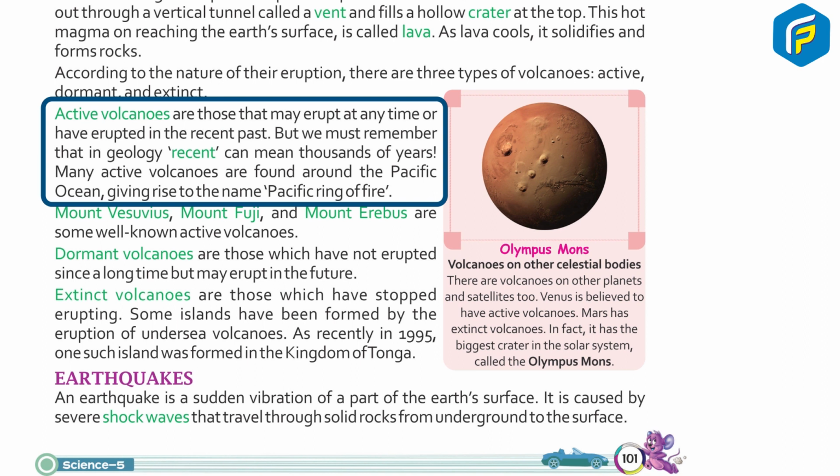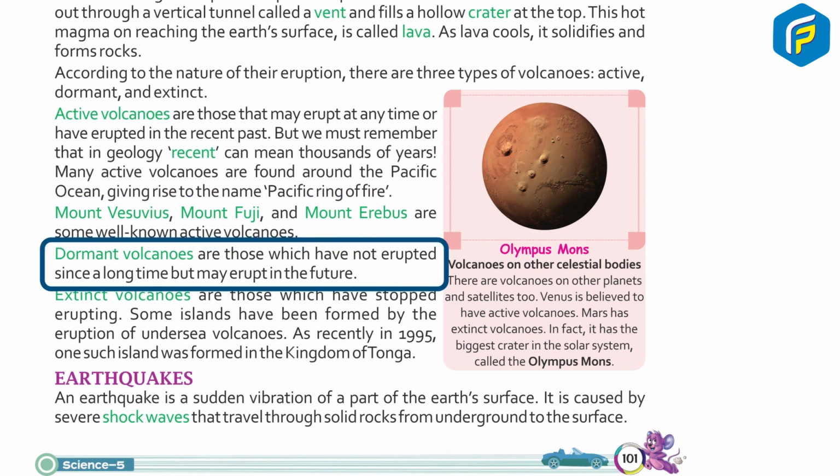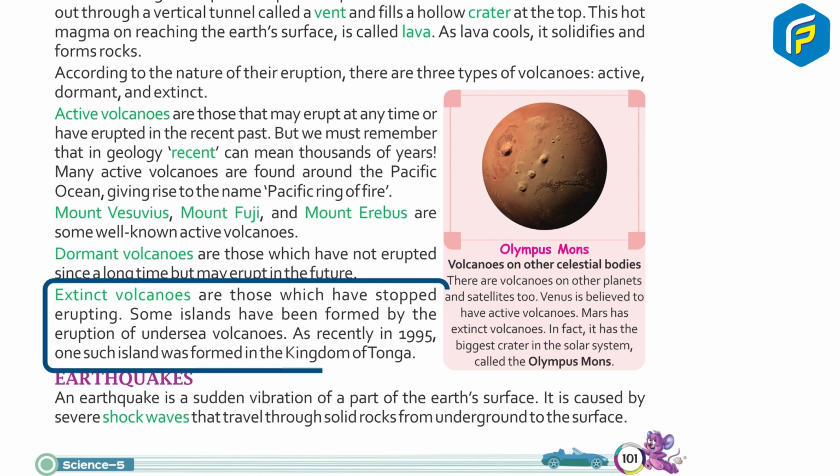Many active volcanoes are found around the Pacific Ocean, giving rise to the name Pacific Ring of Fire. Mount Vesuvius, Mount Fuji, and Mount Erupts are some well-known active volcanoes. Dormant volcanoes are those which have not erupted for a long time but may erupt in the future. Extinct volcanoes are those which have stopped erupting. Some islands have been formed by the eruption of undersea volcanoes. As a result, in 1995, one such island was formed in the Kingdom of Tonga.